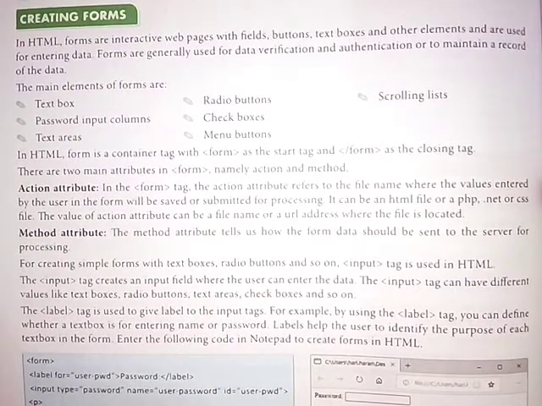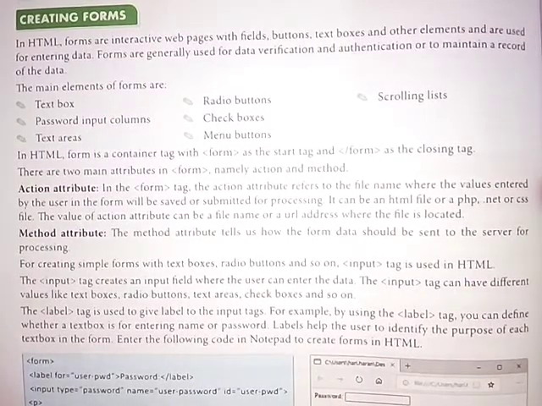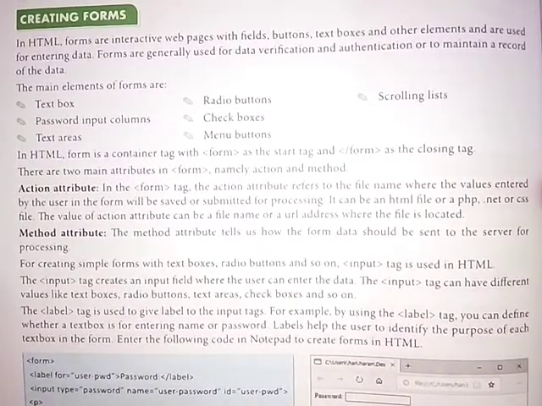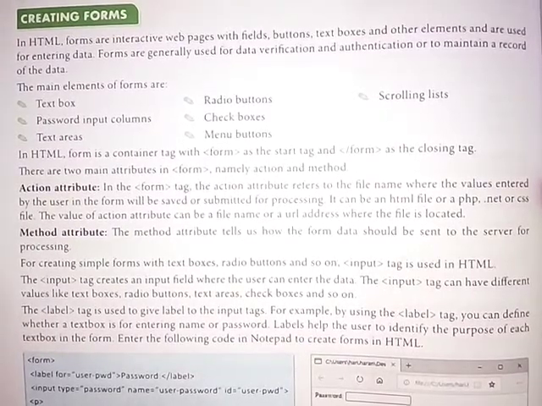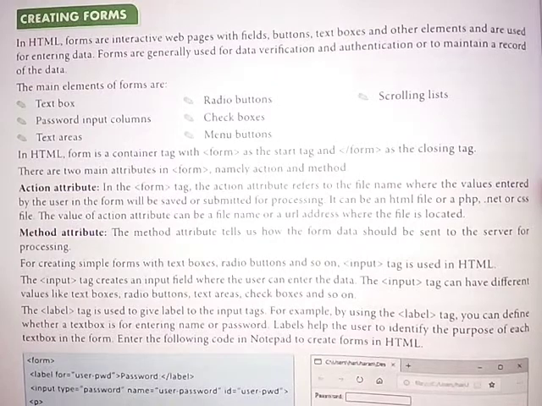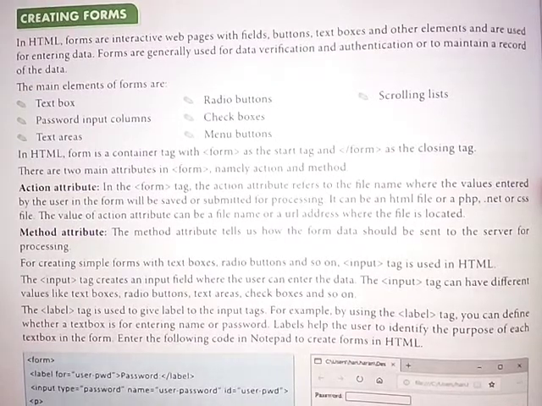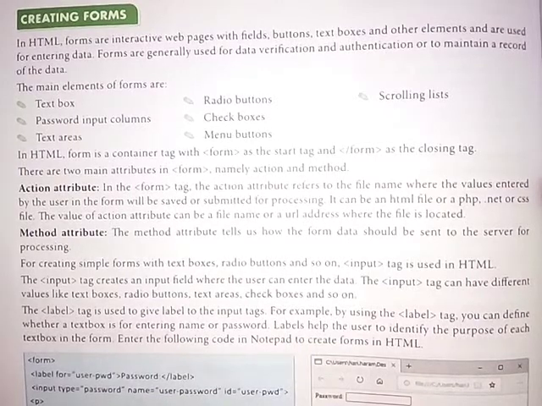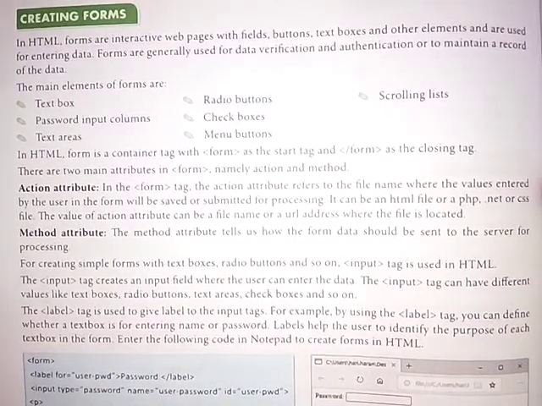For creating simple forms with text boxes, radio buttons and so on, input tag is used in HTML. The input tag creates an input field where the user can enter the data. The input tag can have different values like text boxes, radio buttons, text areas, checkboxes, and so on.